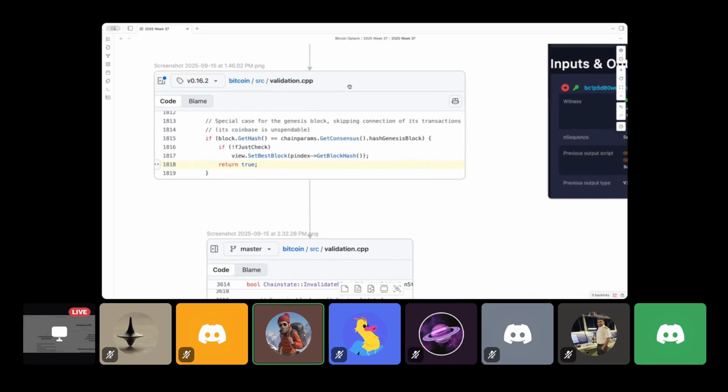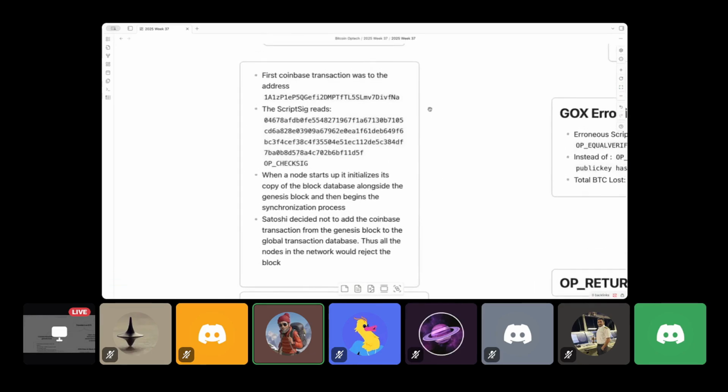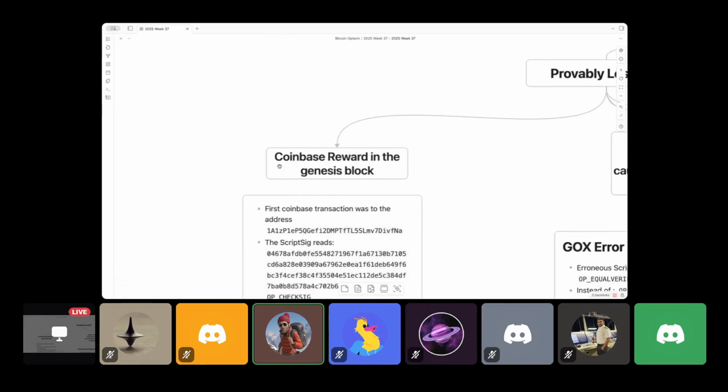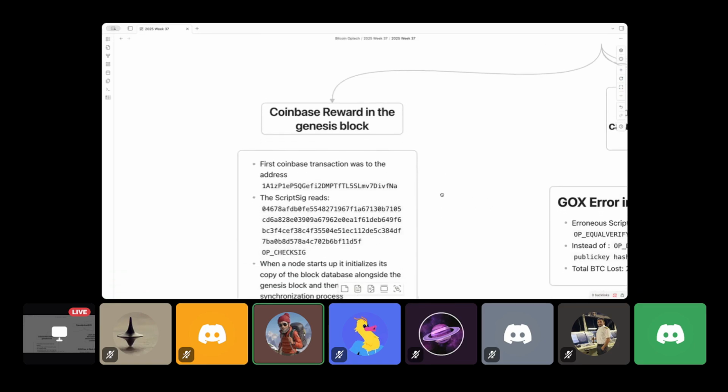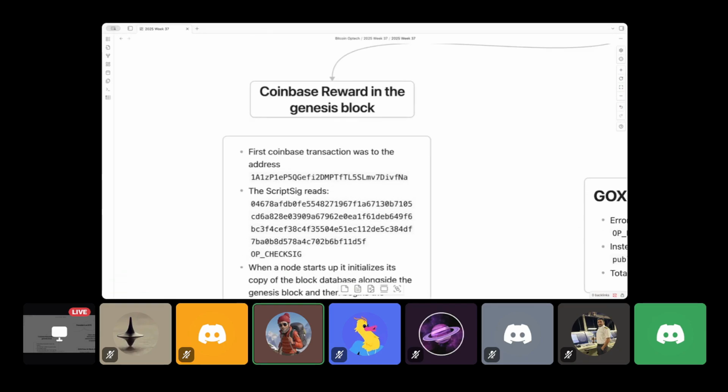So these are the two important peculiarities with respect to validation, and that is why this 50 BTC Coinbase reward is lost forever. Even if Satoshi comes back, without a hard fork he cannot recover these Genesis block BTCs. So yeah, that's the first one. Any questions? I'll wait for any questions if you have.